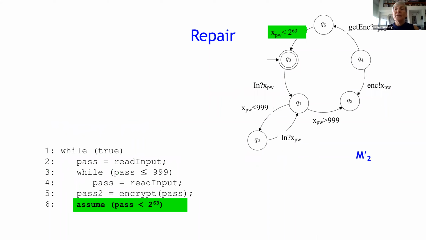And now we go back to the automaton and we add this requirement, this constraint, on the automaton. And if we go back to the code, it's similar to adding assume that xpw is smaller than 2 to the 63 in the code of the program.